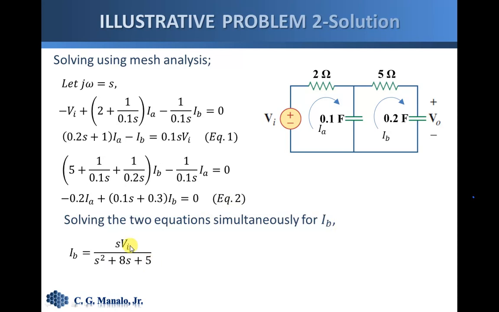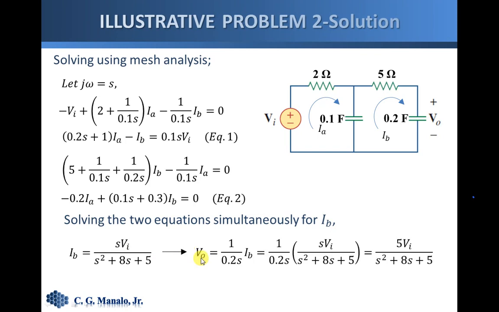Now take note that the output would be the impedance of the 0.2 F, so that will be 1 over 0.2 s, times the current that is flowing through this capacitor, which is the mesh current I sub B. So we take the value of I sub B, multiply it, put it here, and you get an output which is equal to this one.